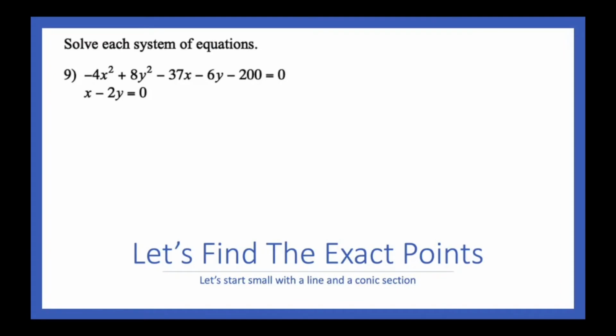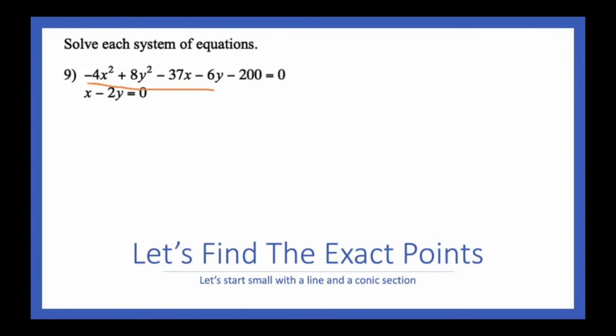This time, we're not going to find out if one point works. We're going to find the points that work for all of them. We're going to find any point they do intersect. And we're not going to start with two conic sections. We're going to start out with a conic section and a line.